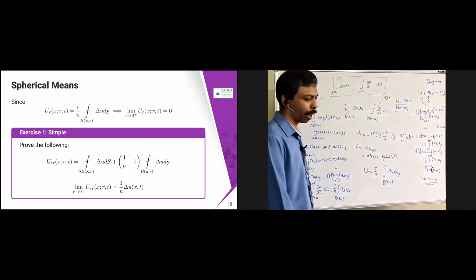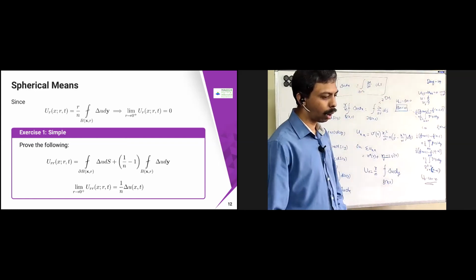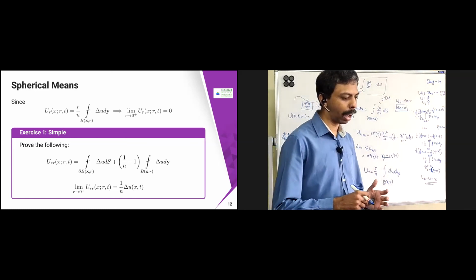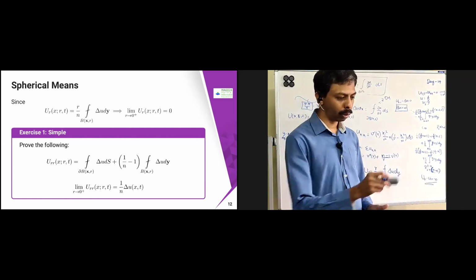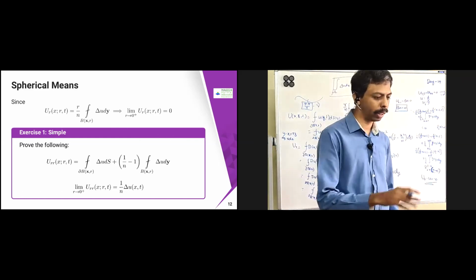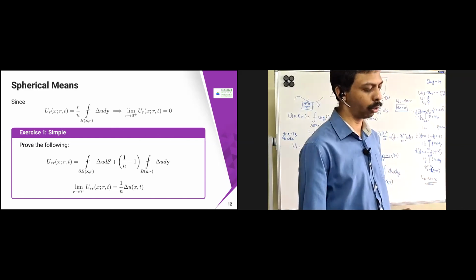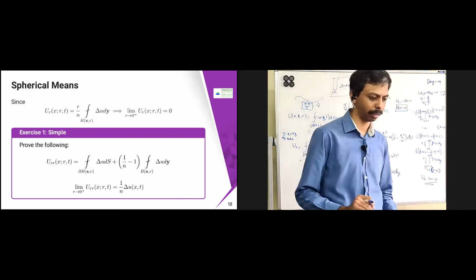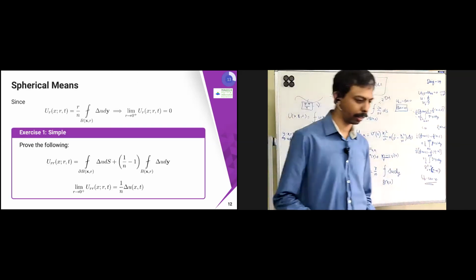U_r(x, r, t). So now if you put the limit r tends to 0 in u_r, once again you are going to get only 1 by n del u(x, t). The remaining is going to become very easy, and I just leave it as an exercise for you.